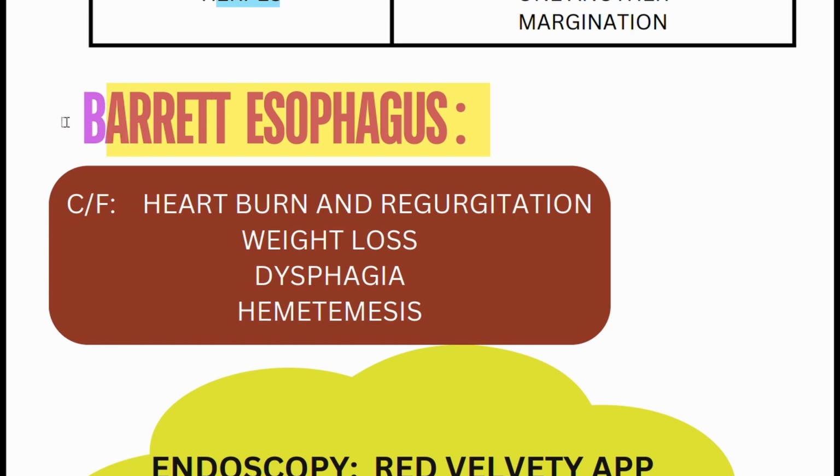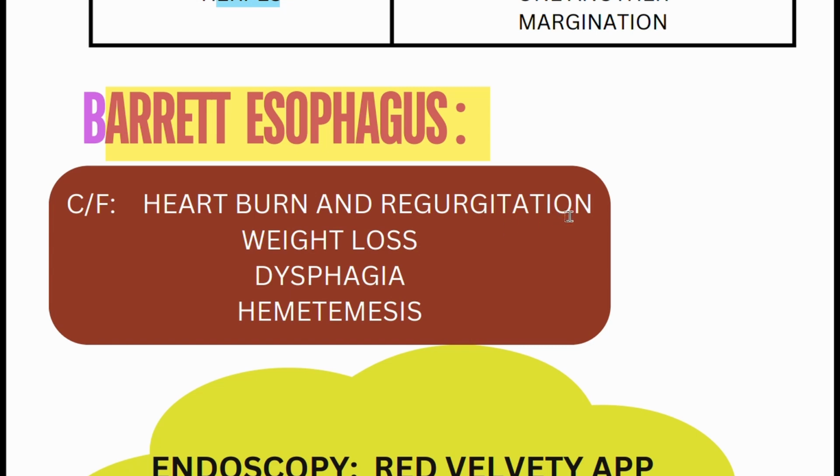Same. You are in the OP. A patient came with chief complaints of heartburn, regurgitation, weight loss, dysphagia, and hematemesis. Okay, let's decode this all. Hematemesis, blood in vomiting. Dysphagia means difficulty in swallowing. He is not able to swallow the food.